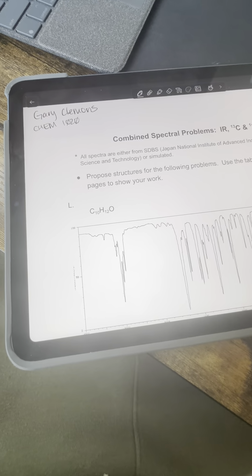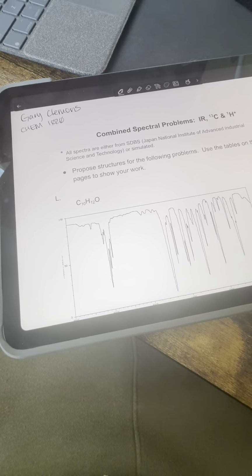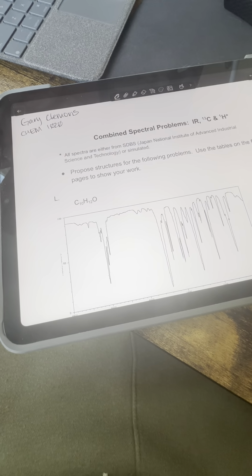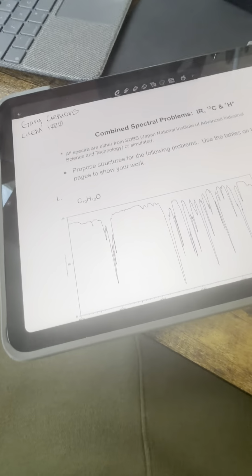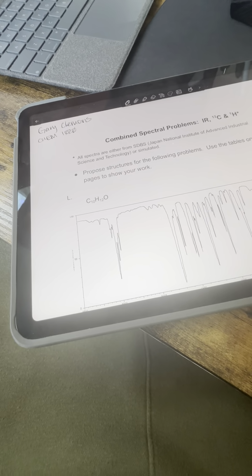Hey everyone, my name is Gary, part of Group 12, and today I'm going to be going over the following combined structural problem using an IR spectrum, carbon 13, and a 1H NMR chart. So, with this molecular formula, we're going to create the proposed structure.